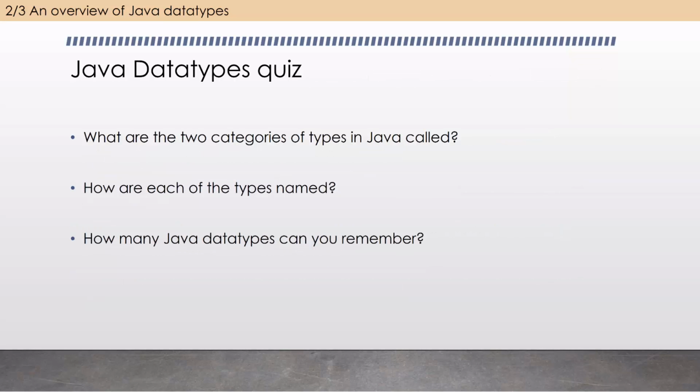Okay, another little quick quiz. You're happy to pause the video if you want to have a crack at these. If not, we'll just go through them. So we've done this one a number of times. We've got simple and complex types. How are each of the types named?